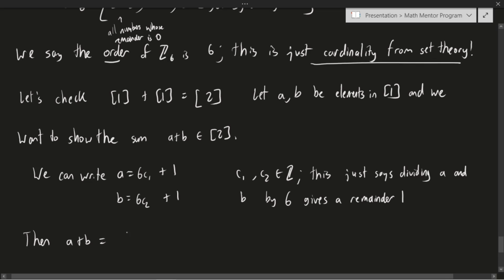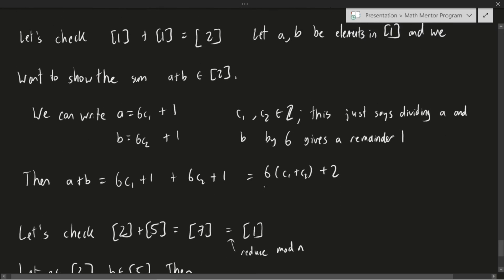Then look what happens when we add these two guys together. We get 6c1 plus 1 plus 6c2 plus 1. And if we factor around and play with it a bit, you'll end up getting this. And what does this say? Well, this says that the number a plus b is going to give a remainder of 2 when divided by 6. Okay, so in doing this, we've actually verified that the addition in Z6 behaves exactly as we would like it to.